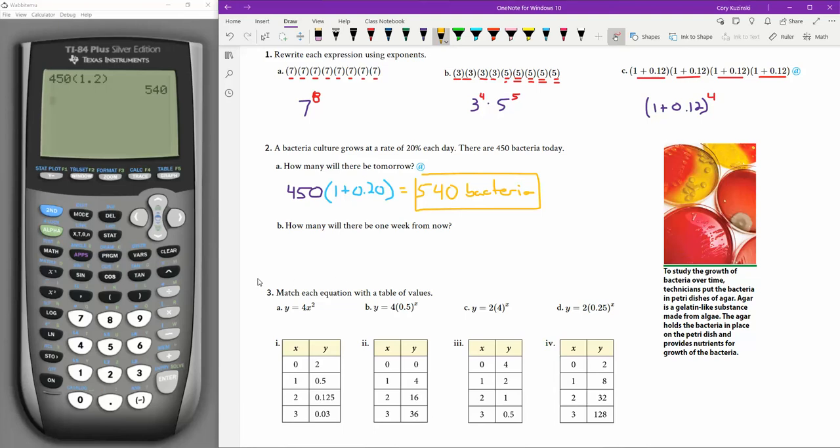How many will there be a week from now? Well, we're going to take that same 450 times the constant multiplier of 1.2. And since it's 7 days and not just 1 day, we'll do it to the 7th power. Definitely want to use a calculator to help us out with these. We don't want to use recursive rules anymore either, because the equation is the shortcut. So we'll say about 1,612 bacteria. Gross.